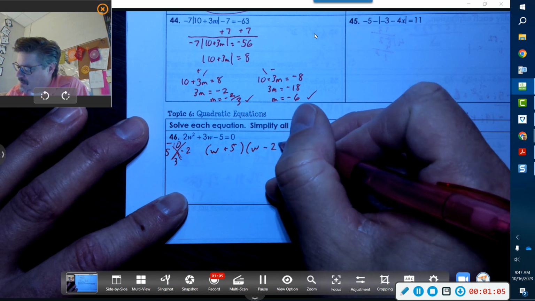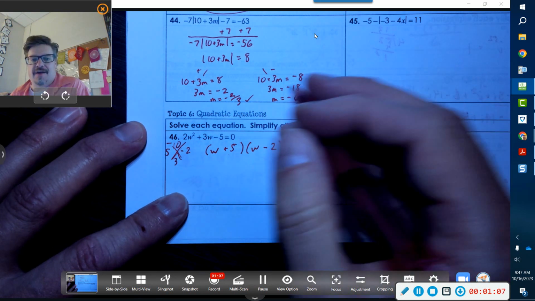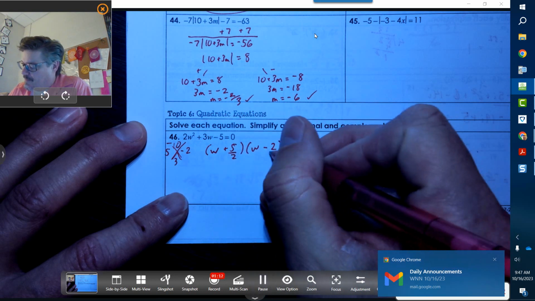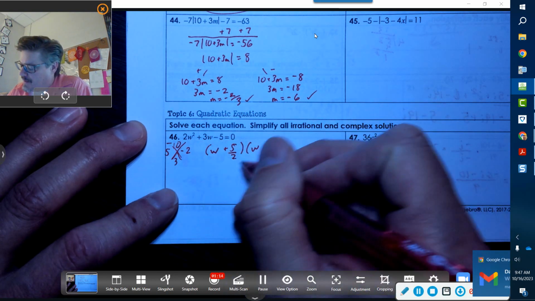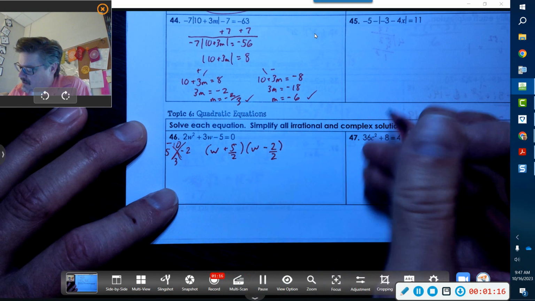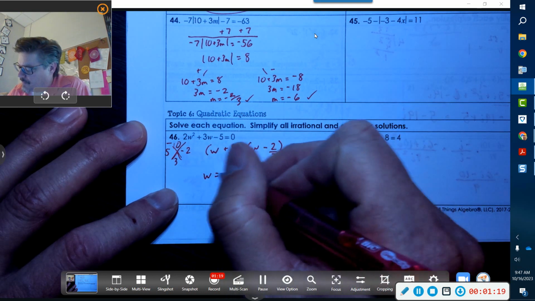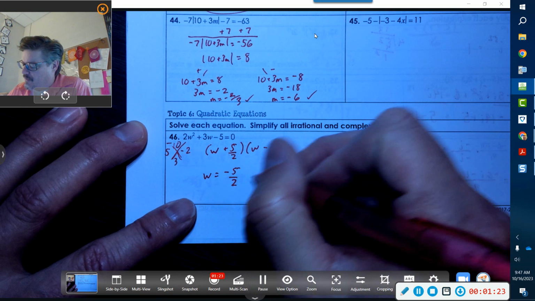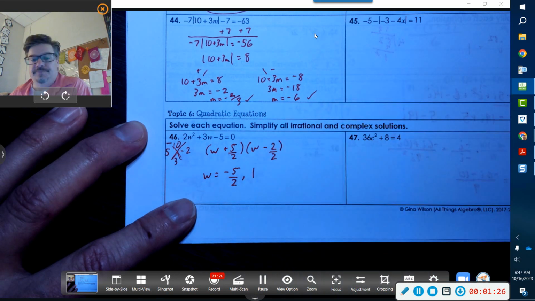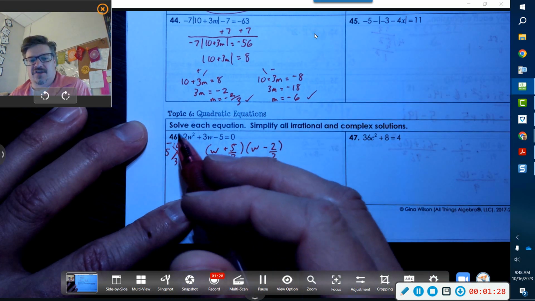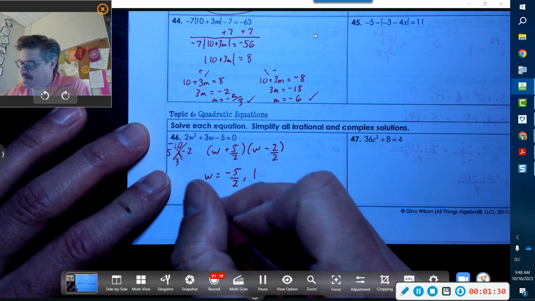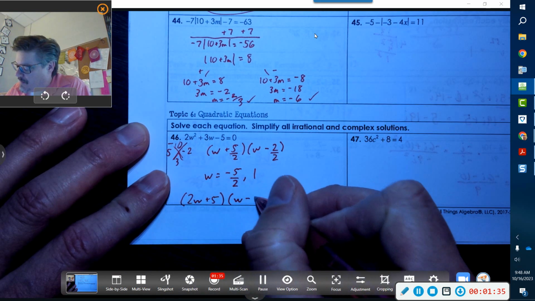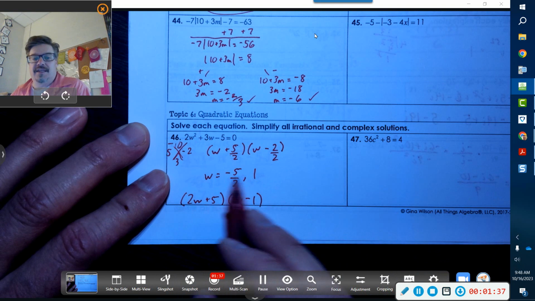minus 2, okay, but then, because this is the saw method, I have to divide these guys by 2. So this means that my answer is actually, I don't even have to rewrite it now because it's going to be negative 5 over 2 and positive 1. Because remember, I'm just trying to solve it. If I needed to factor this, it would have looked like 2W plus 5 and then W minus 1. So those guys would have given me these two answers.